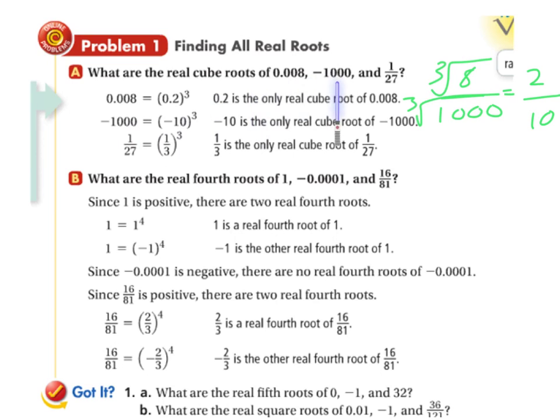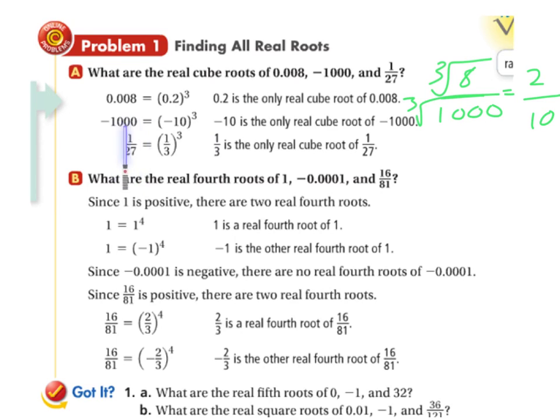For example, negative 1,000. Important here is that we can have a real cube root of a negative number. That's because if you multiply negative 10 by itself 3 times, you have 3 negatives. 2 cancel out, you're left with 1, so you have negative 1,000 as the result there. And so negative 10 is the real cube root of negative 1,000.